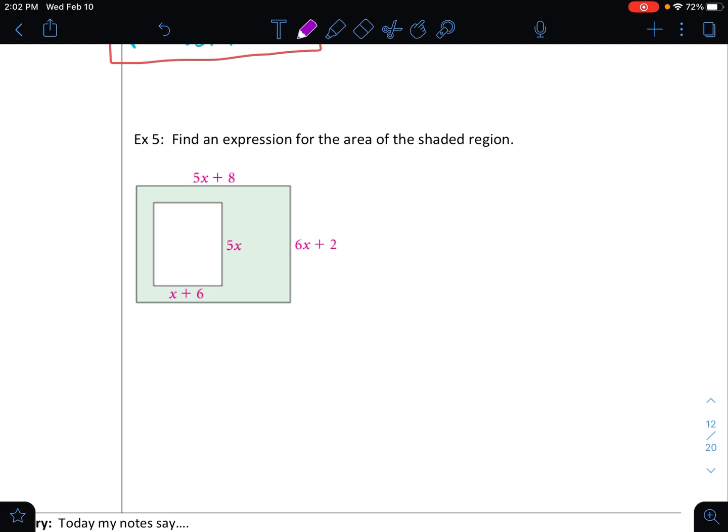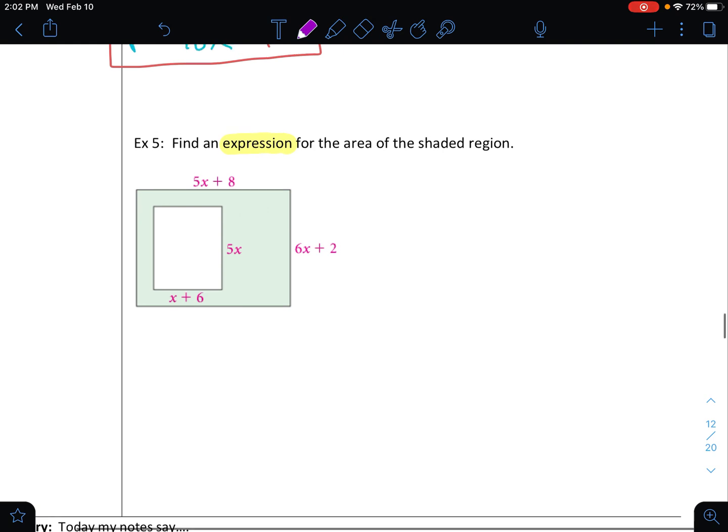Find an expression for the area of the shaded region. So this word right here is another indication that you're going to have variables in your answer. Expressions are just phrases in math. We don't know what the variables equal. So what I see here is a region in the center. I see this region here that I need to get rid of. So I need to subtract this out of the whole area.